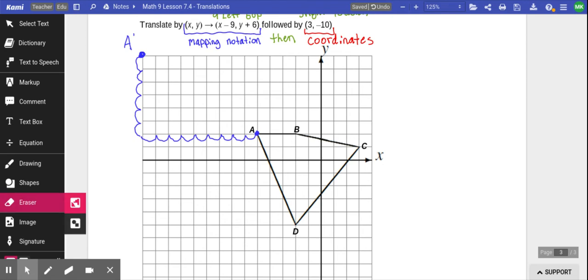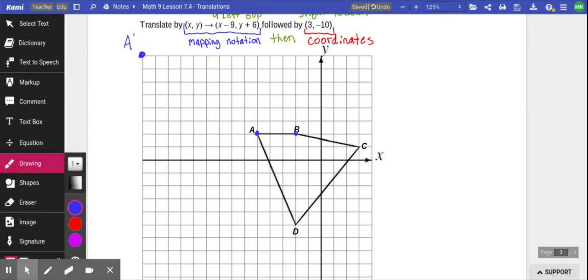Then I'm going to do the rest of the points. So if I look at point B, I'm going to go 9 left and 6 up, and it will get me right there. So B prime is there. If I look at point C, I'm going to go 9 to the left and then 6 up, which would give me right there for C prime.